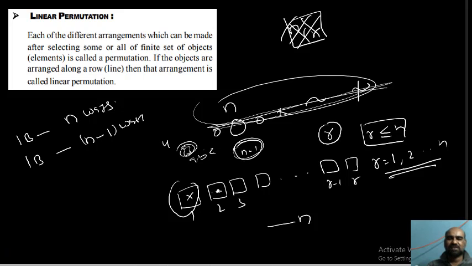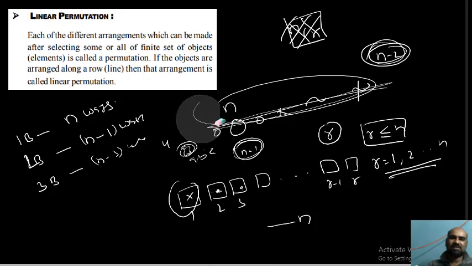Students, second blank done. Now I want to fill the third blank. Actually, of the total n, two objects are gone. So the remaining objects are n minus 2. From n minus 2, any one of them I can choose and fill into blank number 3. So how many ways can I fill? n minus 2 ways. The third blank can be filled in n minus 2 ways.